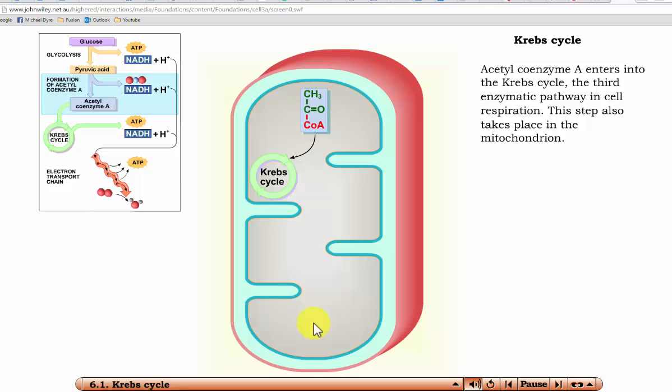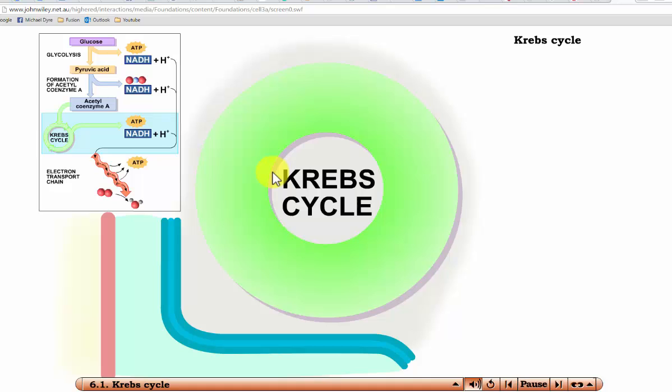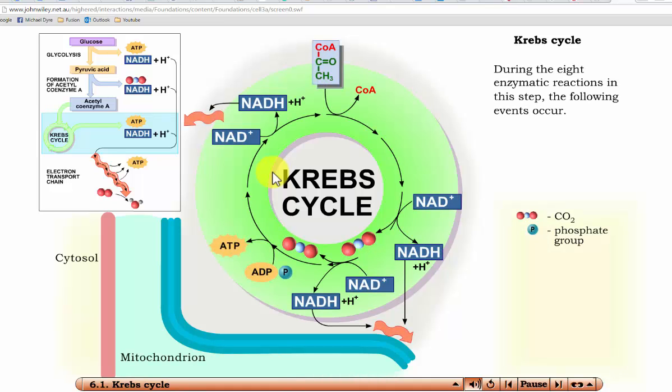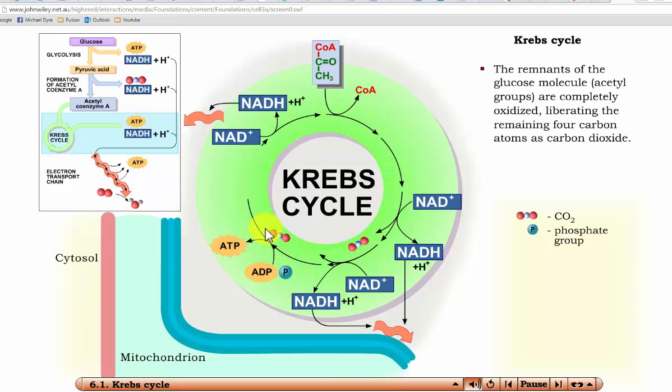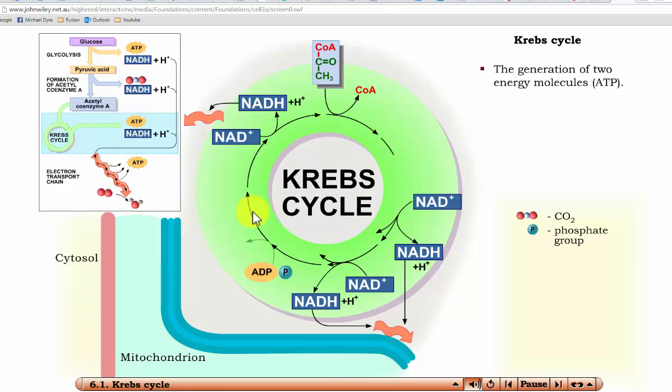The Krebs cycle takes place in the mitochondrion, as does the rest of aerobic cell respiration. During the Krebs cycle, the glucose molecule is completely oxidized. The 4 carbon dioxide molecules produced during the Krebs cycle, combined with the 2 produced during the formation of acetyl coenzyme A, bring the total to 6 carbon dioxide molecules produced from each glucose molecule, which you exhale. It's carbon dioxide. 2 energy molecules are produced during the Krebs cycle.